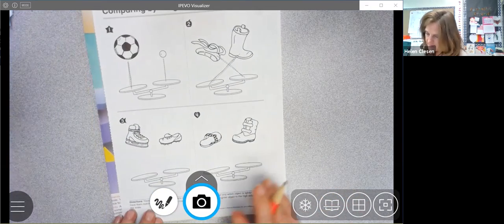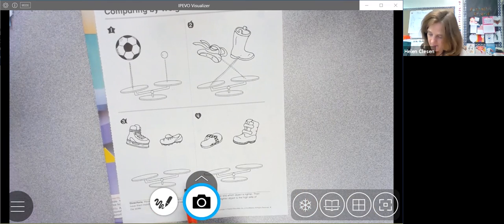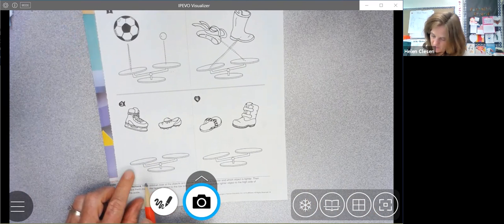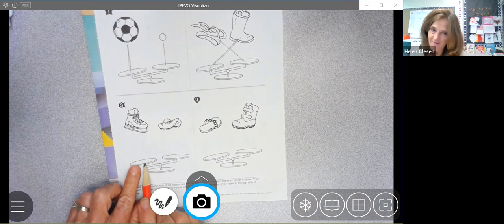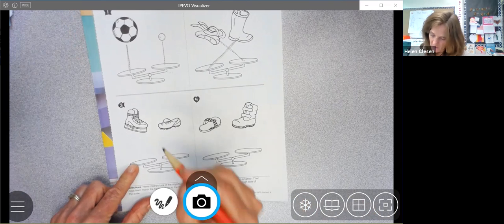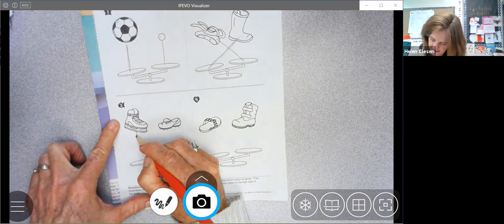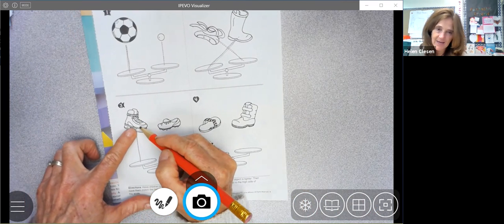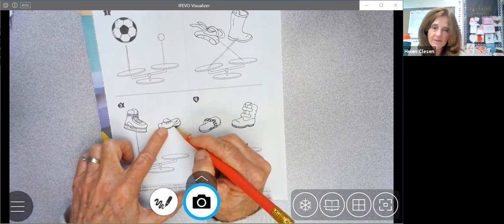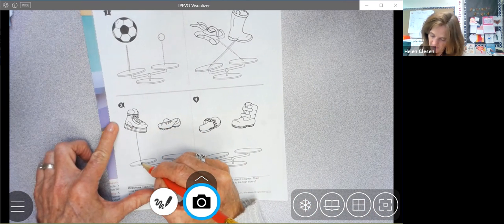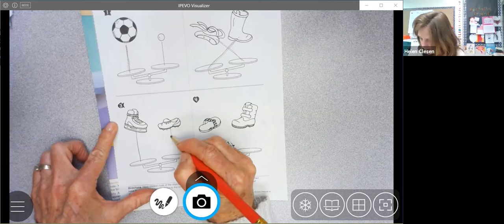Now think about this. Here's my scale. The scale right here is pushing down. So it's pushing down, which means this will be the heavy object. And this is going up, so this will be the lighter object. So I'm going to take my skate and I'm going to put it this way because I believe the ice skate is heavier than the soccer cleat. So because it's heavier, it's pushing down on the scale. And this one is going to pop up.